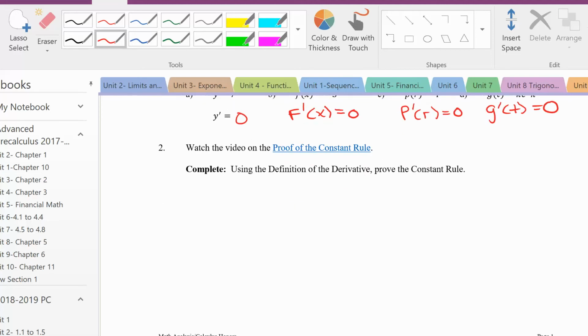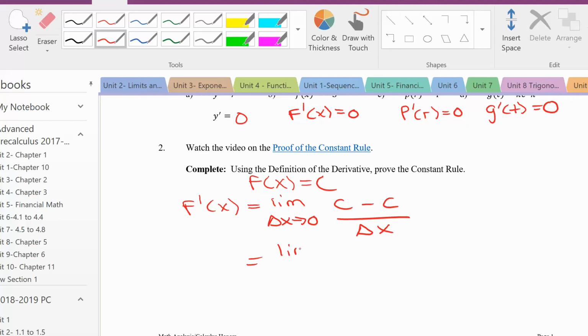So the proof of the constant rule: if we let f of x equal c, and we find the limit as the change in x approaches 0, well, f of delta x plus x is still c, so it's basically c minus c over delta x, which is the limit as delta x approaches 0 of 0 over delta x, which is just equal to the limit as delta x approaches 0 of 0, which is just 0. So that gives you the proof of the constant rule.